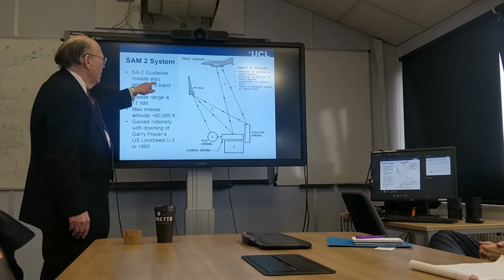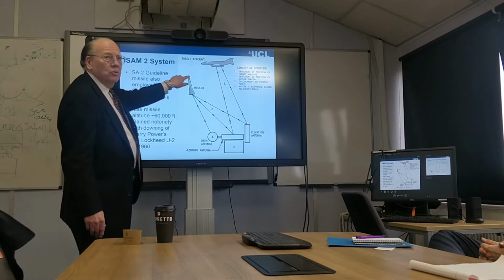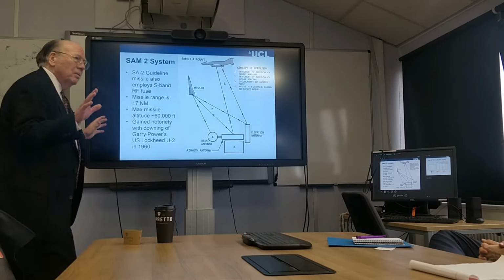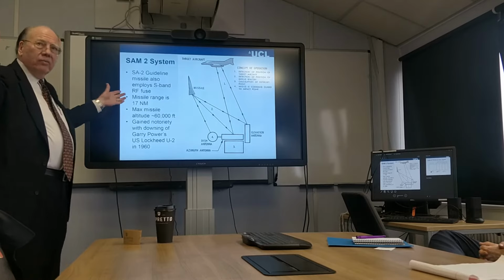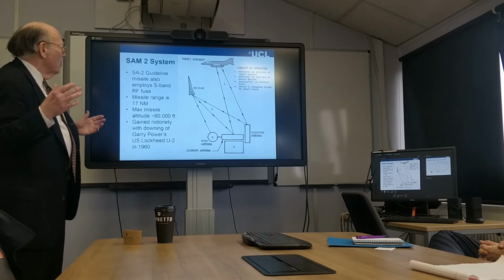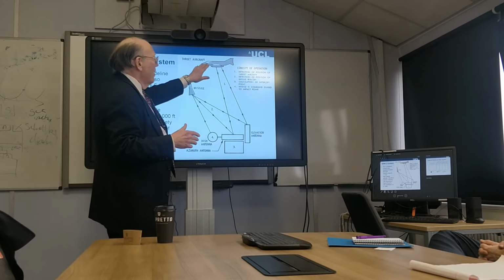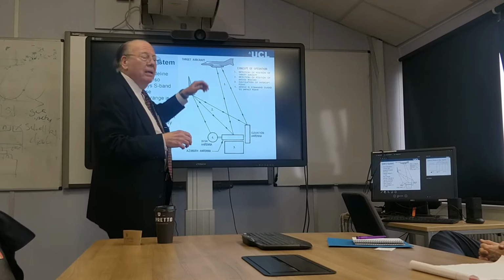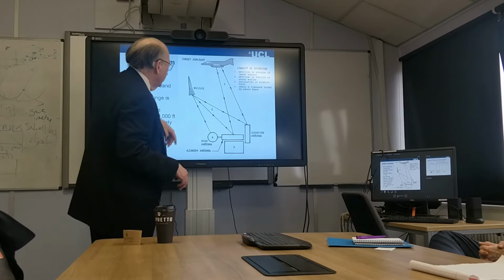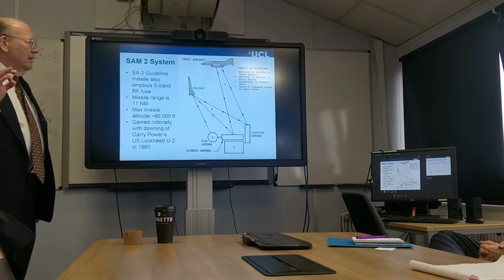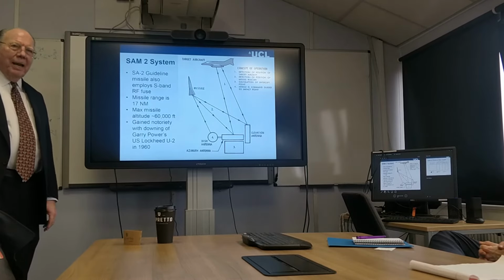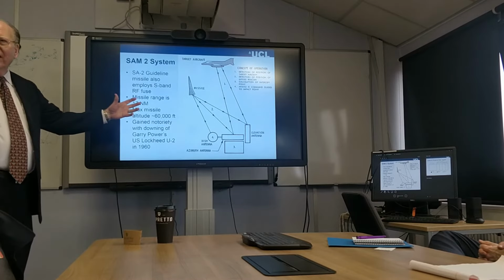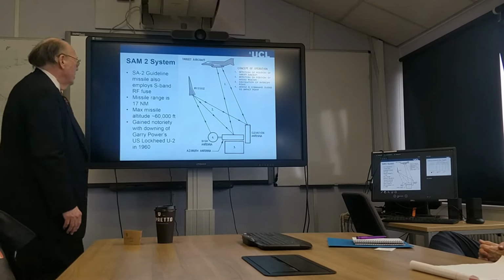The missile has an S-band fuse in the nose of the missile itself. The fuse is oriented off to the side of the missile, so as the missile approaches the aircraft, it doesn't have to hit the aircraft to detonate. If it gets close enough for the fuse to detonate the warhead, it'll detonate. And the warhead has a large number of steel ball bearings, and those explode into a big donut shape. It's a very lethal system.